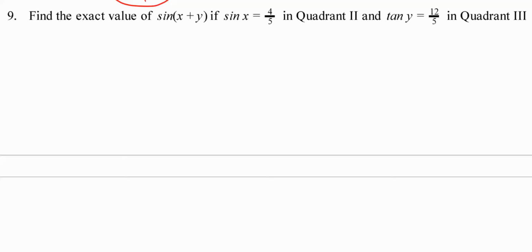Number 9 is another trig review. Find the exact value of sine of x plus y if sine of x is 4/5 and it's in quadrant 2, and tangent of y is 12/5 in quadrant 3.